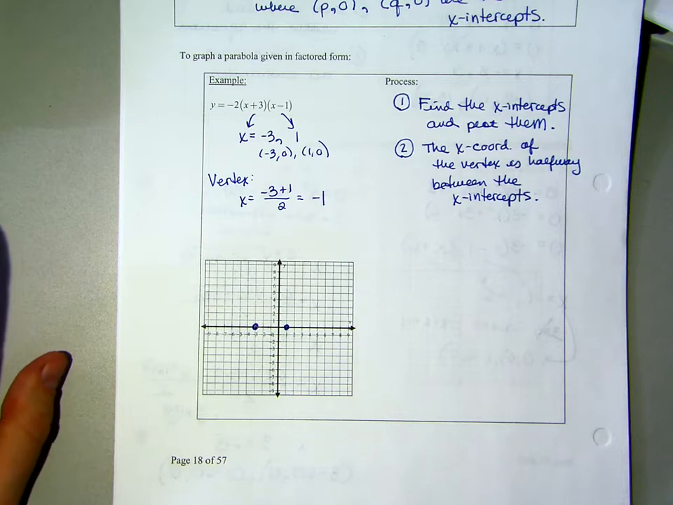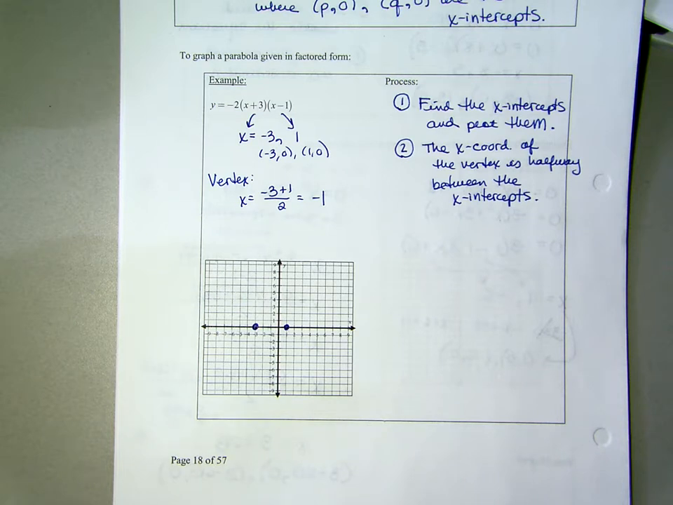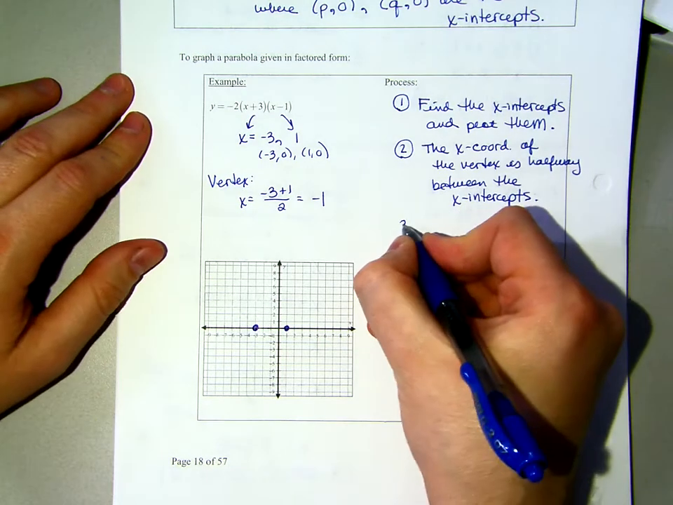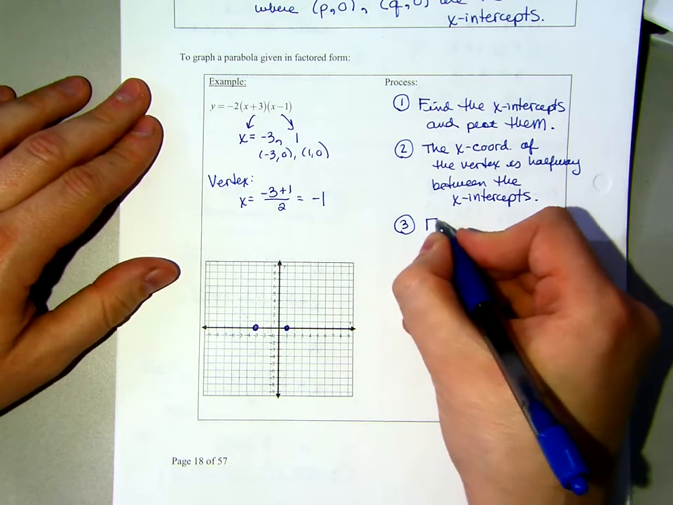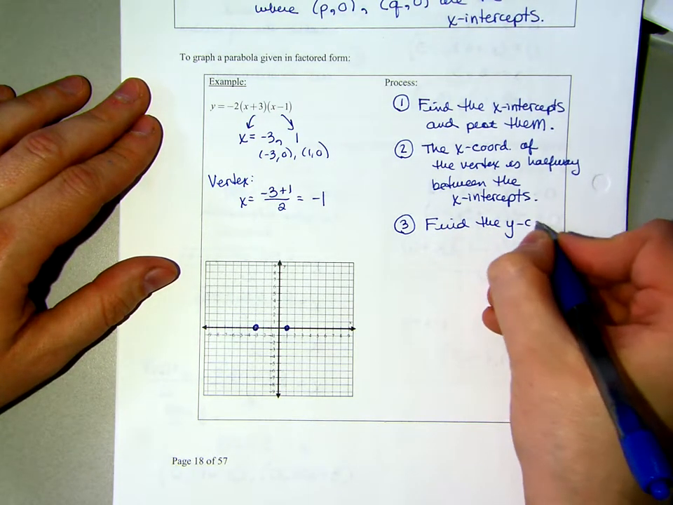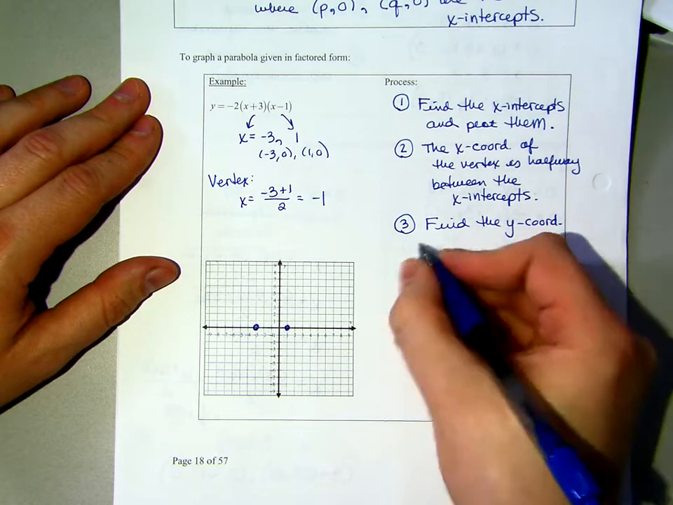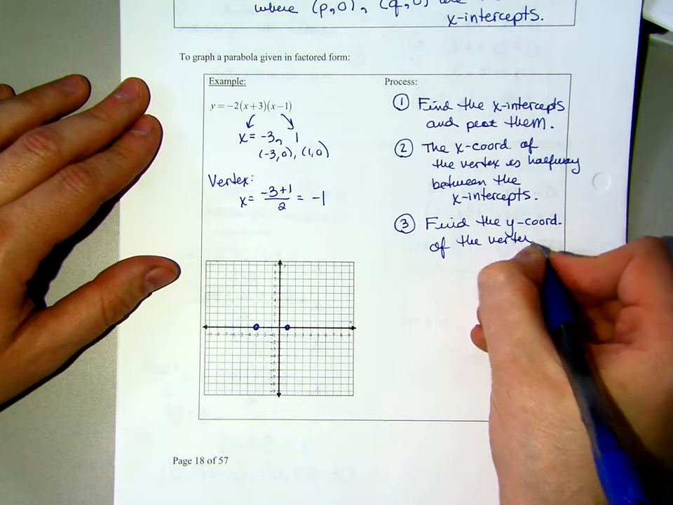Y-coordinate, though, isn't 0, so it's not really just a midpoint. How do we find a y-coordinate, though? How do we always find a y-coordinate? Jack? That's exactly what we're going to do. Step number 3, we're going to find the y-coordinate of the vertex by plugging in.